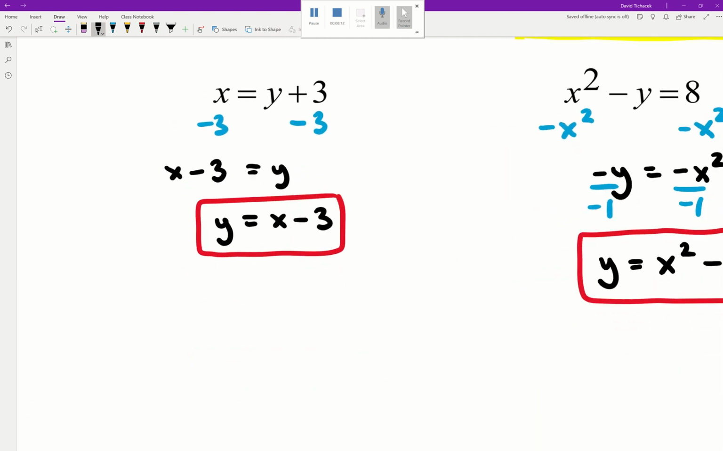Well, here in a couple of examples, if I give you the equation x is equal to y plus 3, you'll notice that I'm solving using the same general steps to get y isolated. And we end up with y is equal to x minus 3. And so the question is, is this a function?